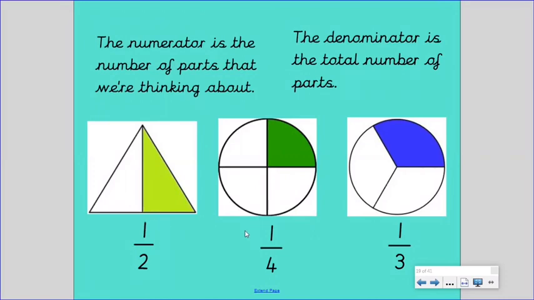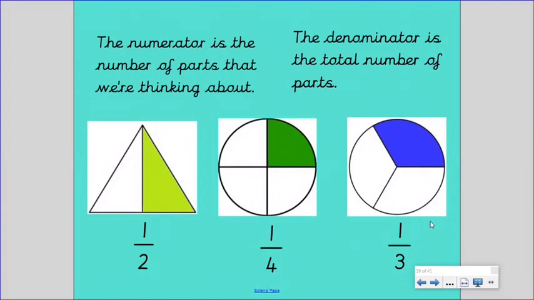For this one, we have got 1 part shaded. That's the number we're thinking about. So 1 is the numerator. And we've got 1, 2, 3, 4 parts in total out of the whole shape. So our denominator is 4. We've got 1 out of 4 parts shaded. We call this fraction a quarter, or 1/4.